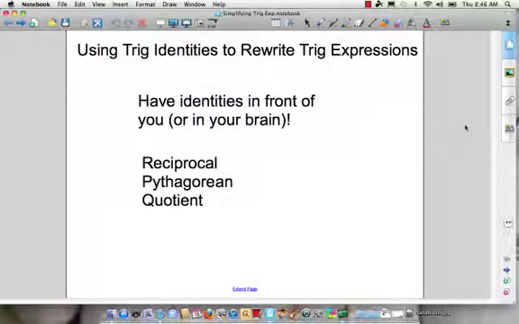So first thing I want to say, either put the identities in front of you, they're in your textbook, they're in your notes, or if they're really already in your brain, then that's fine too, but it might be useful to actually have them in front of you because I'll be using them for the rest of this lesson.